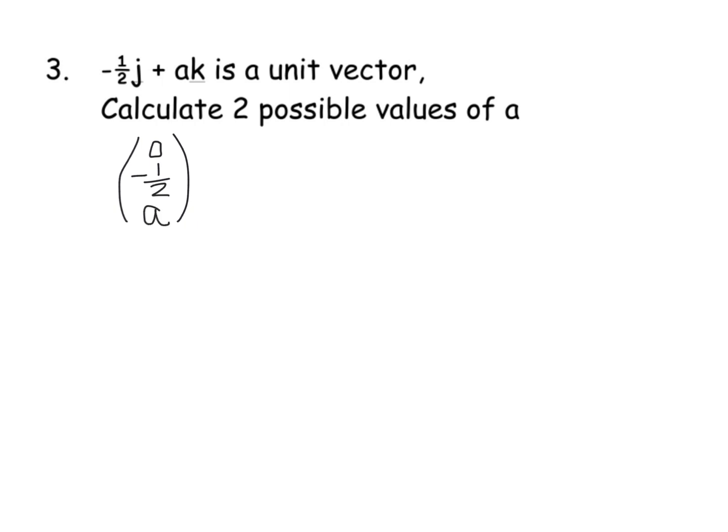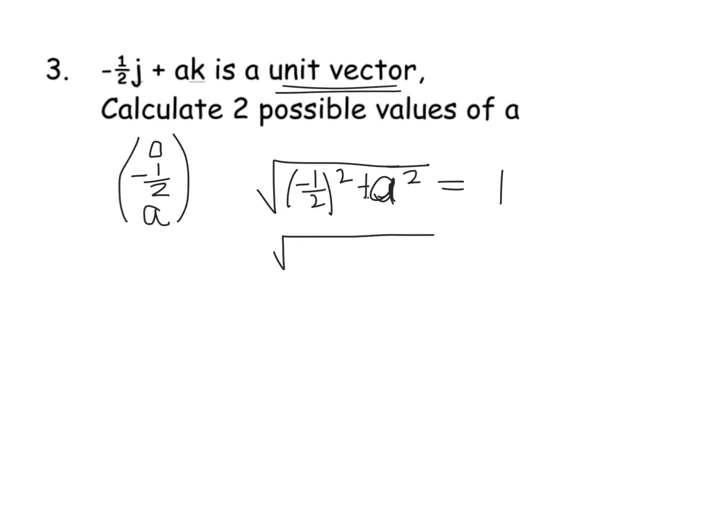Now, because we're told that's a unit vector, we can put the magnitude equal to 1. So we're going to have 0 squared, I'm not going to write anything there. We'll have minus 1/2 squared plus a squared, and we can put that all equal to 1 because it's a unit vector. We know the magnitude is 1. So let's try and simplify this down.